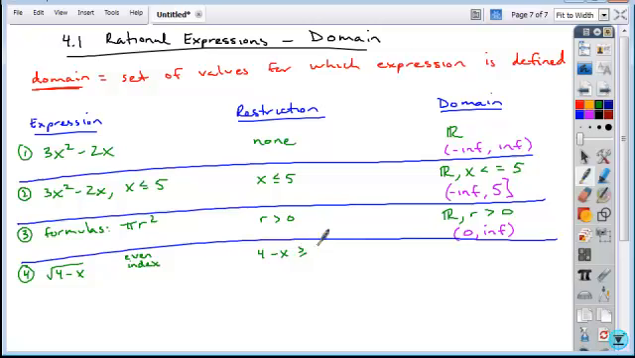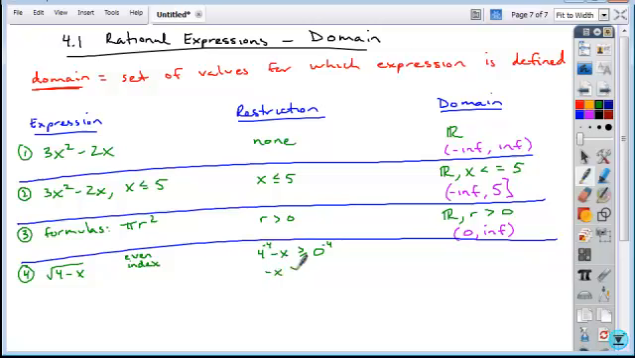So in order to find your restriction, you would simply set the expression, 4 minus x, to be a non-negative value. So it's greater than or equal to 0, and then you'd solve it. Now, there's a couple different ways that you could solve this expression. I'm going to show you the one that helps remind you of a property in working with inequalities.